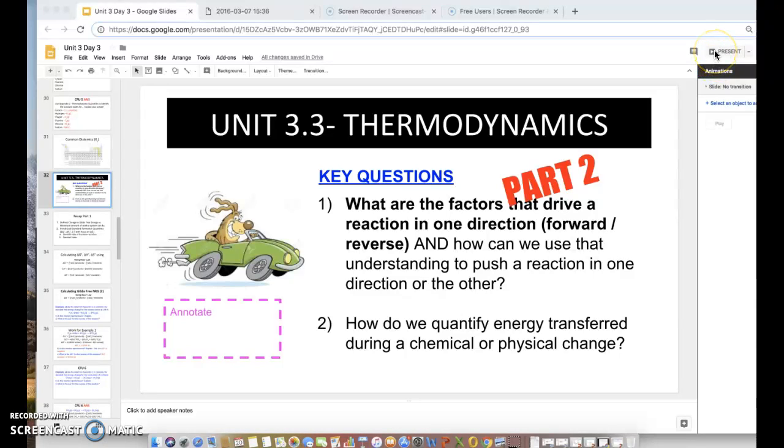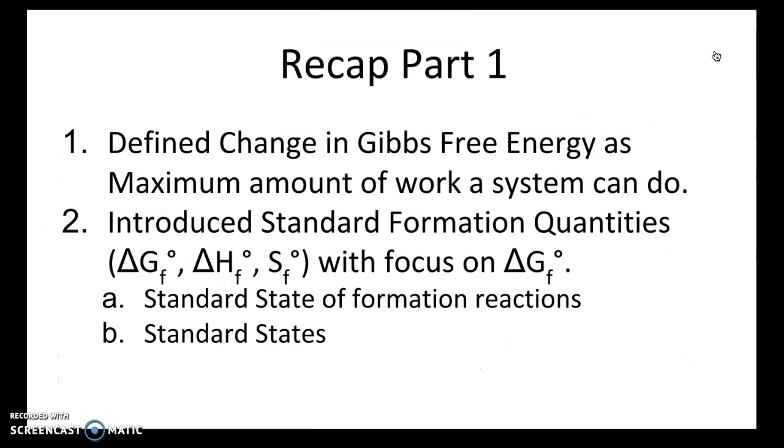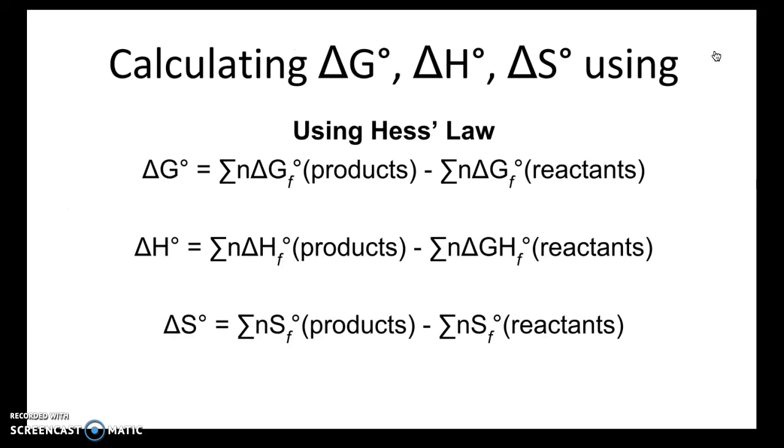All right, and welcome back to Unit 3.3. This is part two, which is the final part. So just to recap, in part one, we defined change in Gibbs free energy, the maximum amount of work a system can do. We also, in 1.2, introduced standard formation quantities, and we talked about standard formation reactions, and we also covered standard states in 1.1. So with that being said, we're now going to go into calculating delta G, delta H, and delta S using what's known as Hess's Law.